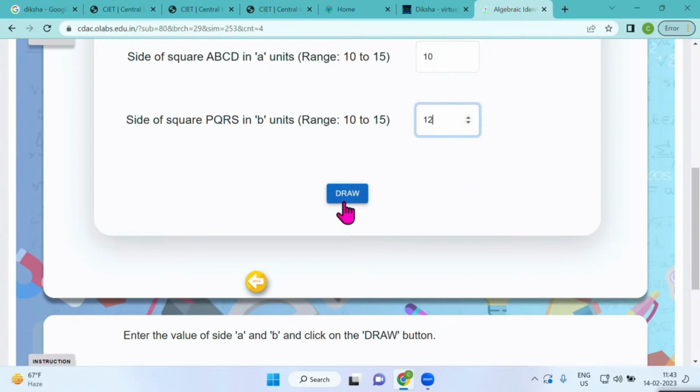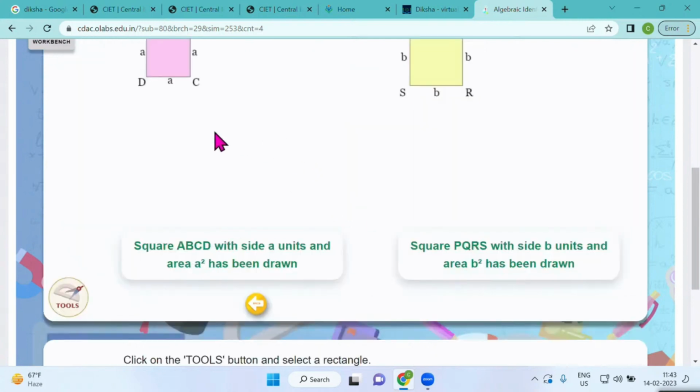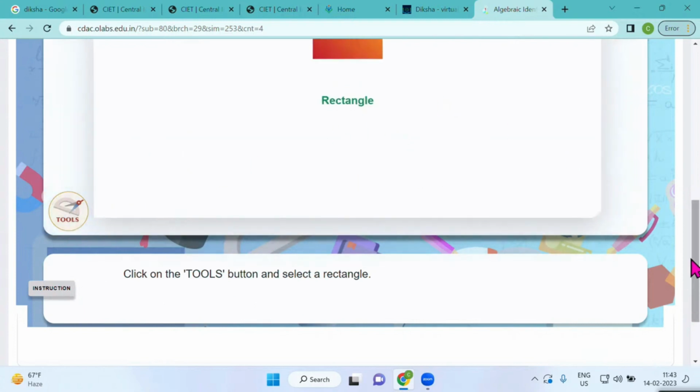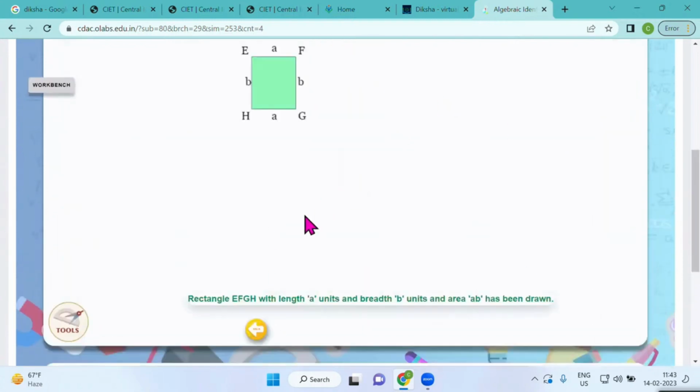So now we will click on the draw button. Now we have two squares with side A units and side B units, and we can see that the square ABCD with side A units has area A square, and the square PQRS with side B units has area B square. Now we have another instruction: click on the tools button and select the rectangle. So again we click on the tools button, and now we have rectangle. We click on rectangle, and in this first rectangle we have length A units and breadth B units, so we can say that the area of this rectangle will be AB.